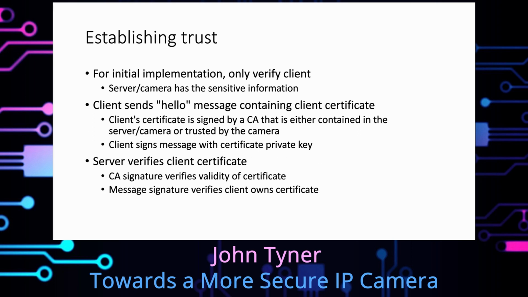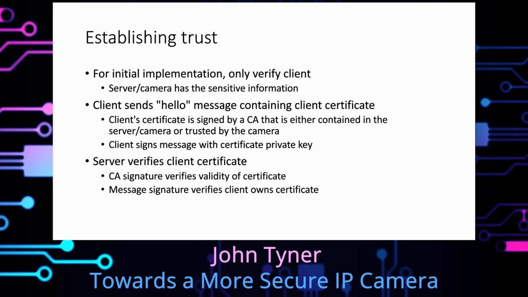Step one was to establish some level of trust between the client and the camera or server. Because we didn't want to be administering passwords on every different camera in the customer's infrastructure, we opted to set up a basic public key infrastructure, or PKI. For simplicity's sake, in the initial implementation, the camera verifies that the client is allowed to connect. The data only flows one way, from the camera to the client, and therefore it was more important that the client be verified.